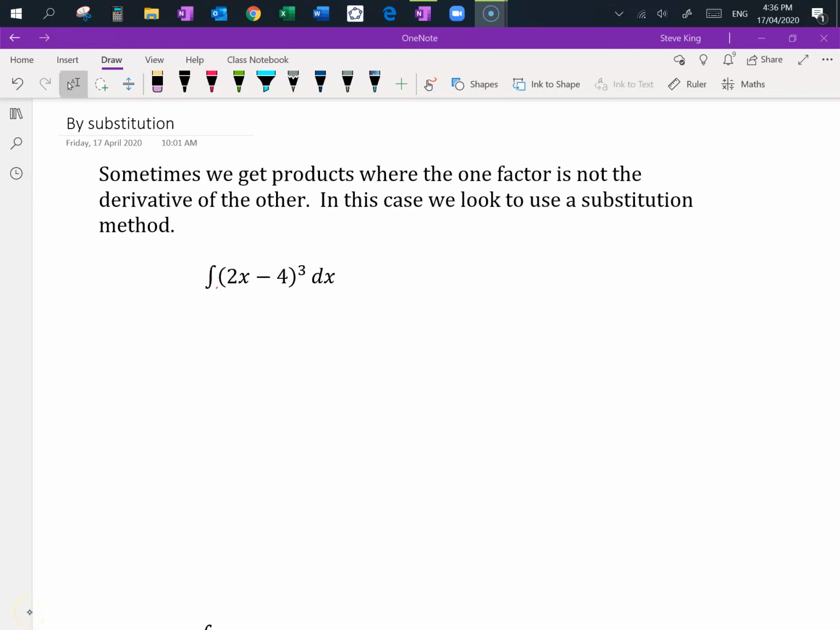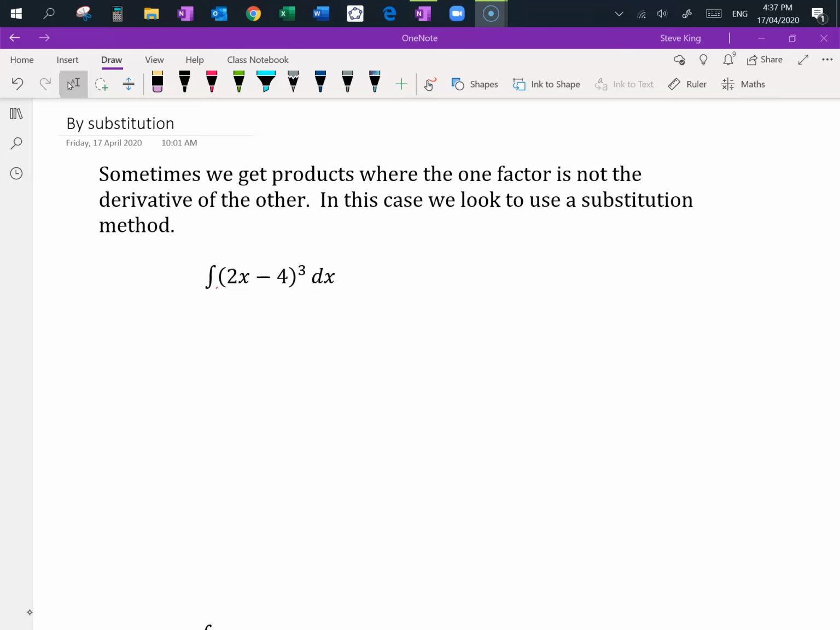In a previous video, we looked at integrating by reversing the chain rule, and we did that when we had a product. This video is about integrating when you use a substitution. The chain rule exercise worked where you had a product where one of the factors was the derivative of the other. However, not all situations are going to be like that, as this example below shows.